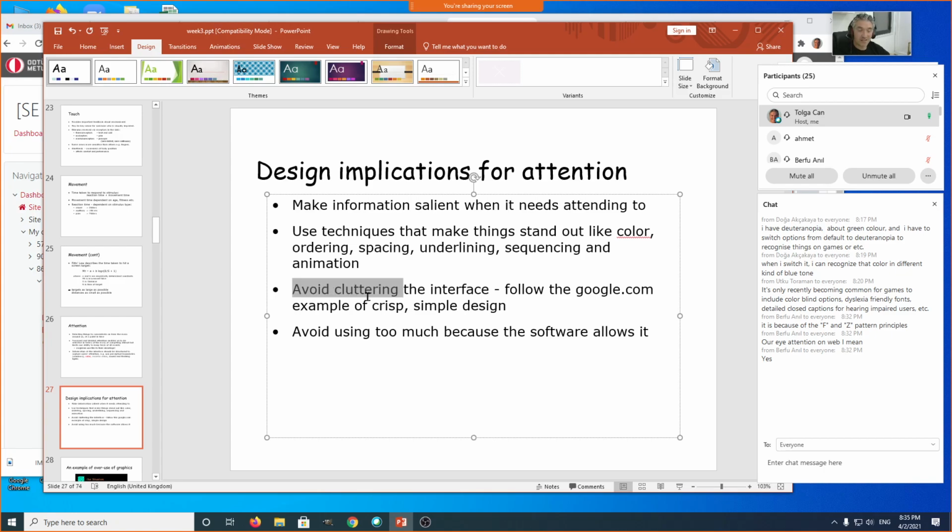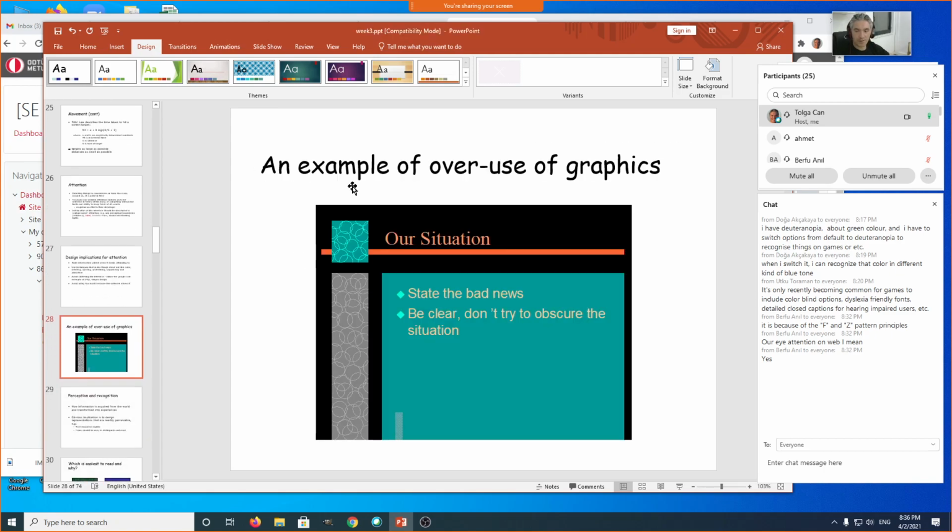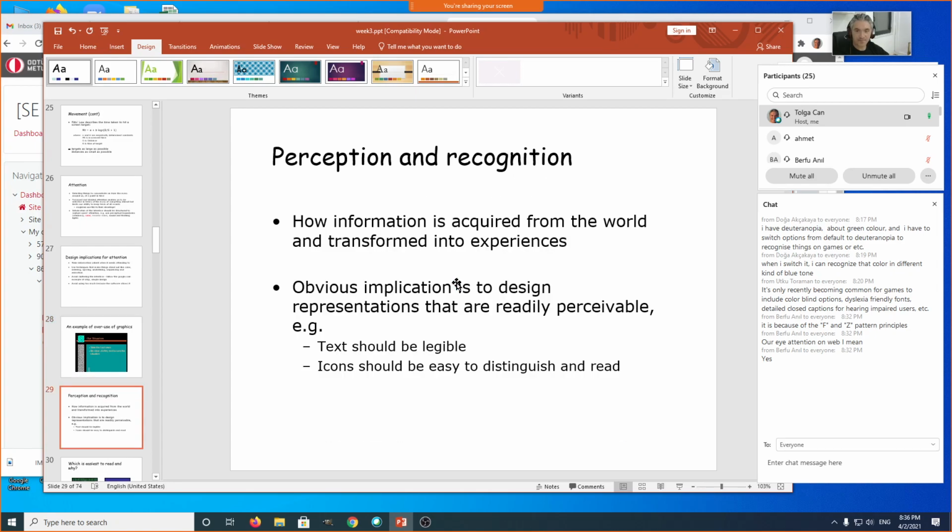We should also avoid cluttering the interface. Simple interfaces are better. We should avoid using too much, just because the software allows it. We shouldn't put different blinking things everywhere, colors everywhere. So it should be simple. But if certain parts of the interface need attention, we should use something different for those parts. So these are some examples of overuse of graphics. And perception and recognition is again related to how information is acquired from the world and transformed into experiences.